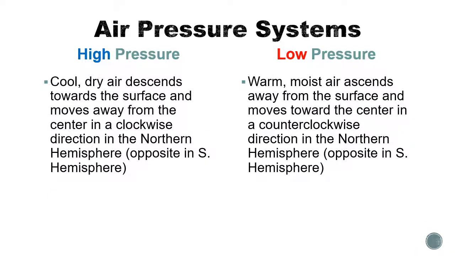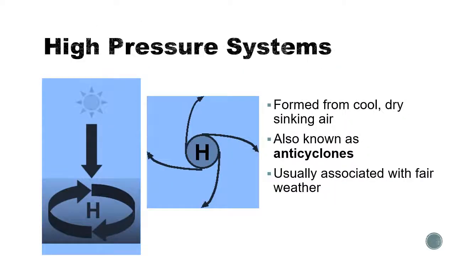Our air pressure systems. Our high pressure systems. This is, remember, where we have sinking air. So our cool, dry air descends towards the surface and moves away from the center in a clockwise direction in the northern hemisphere. This would be opposite in the southern hemisphere. Our low pressure systems, where we have air rising, is going to have warm, moist air ascend away from the surface and move towards the center in a counterclockwise direction in the northern hemisphere. This would be opposite in the southern hemisphere.